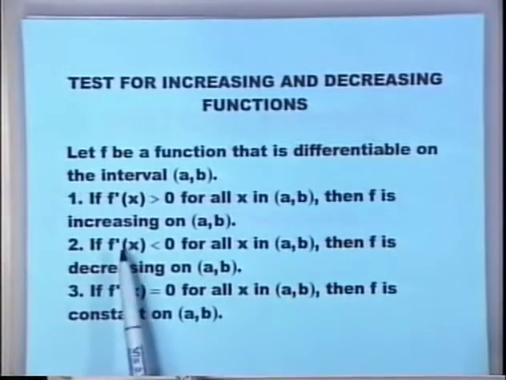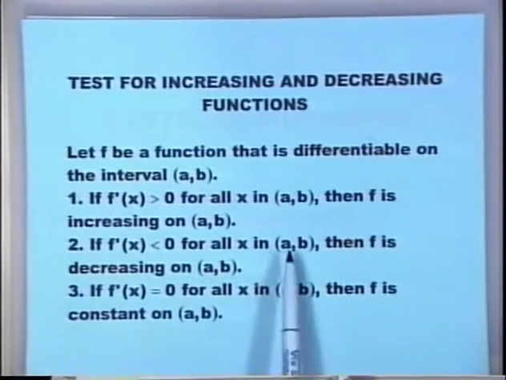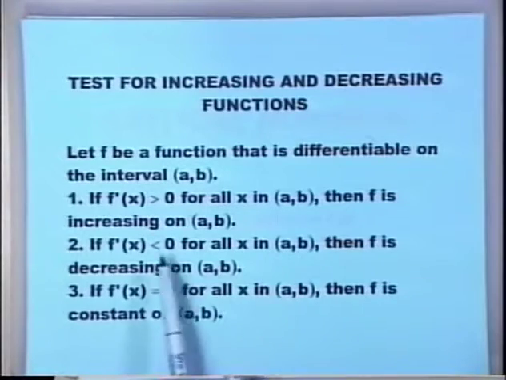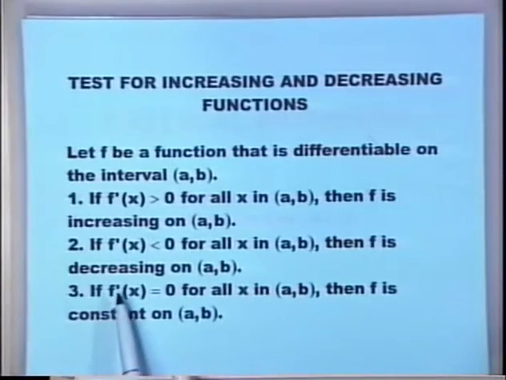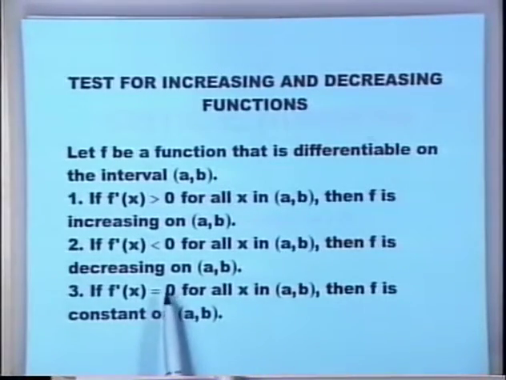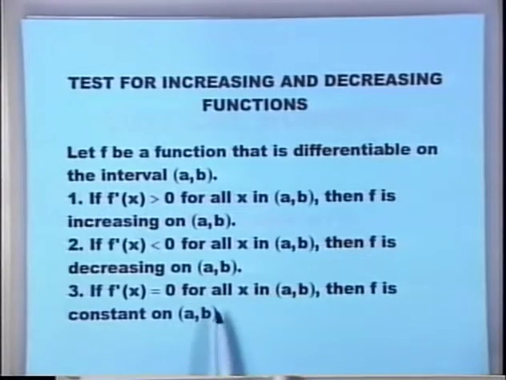Similarly, if our first derivative is less than 0, meaning it's negative for every x in some interval, then the function is decreasing on that interval. Finally, notice it says if the derivative is exactly equal to 0 for every x in an interval, then f is constant on that interval.